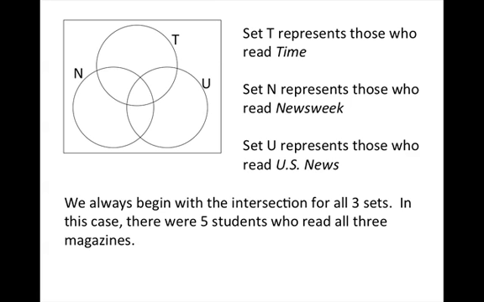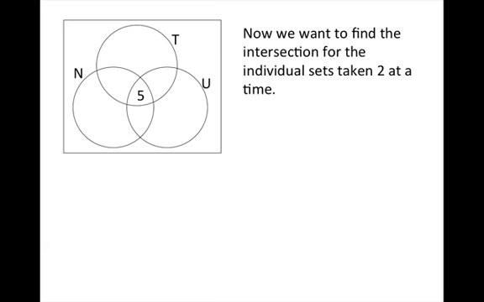Always begin with the intersection for all 3 sets. In this case, there were 5 students who read all 3 magazines. So in that very center area where all 3 circles intersect, I'm going to put a 5. Now find 2 sets that overlap. So we're going to take these sets 2 at a time.